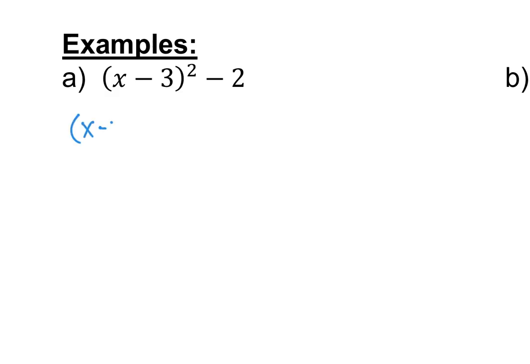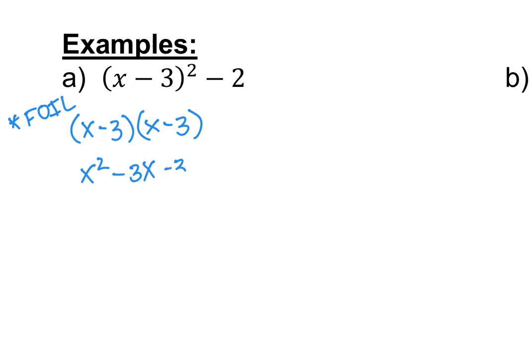So we have our x minus 3 times x minus 3. And don't forget, you're using the FOIL method. That's your first terms, your outer terms, your inner terms, and your last terms. Then combine all of those like terms together. And then what's the next step here?